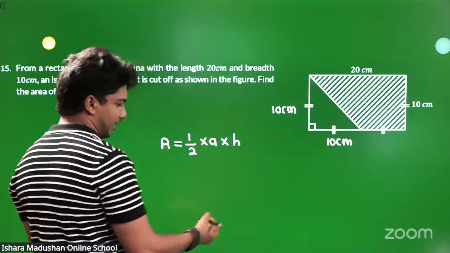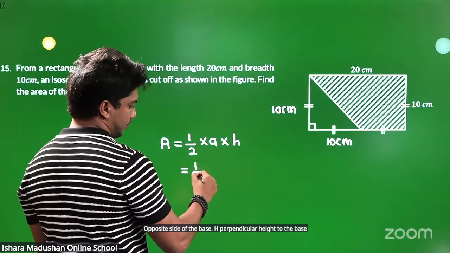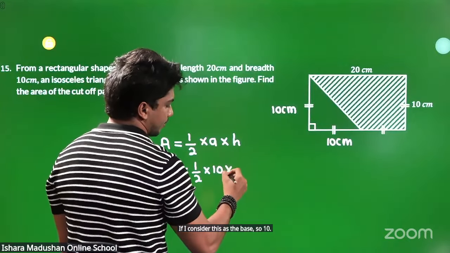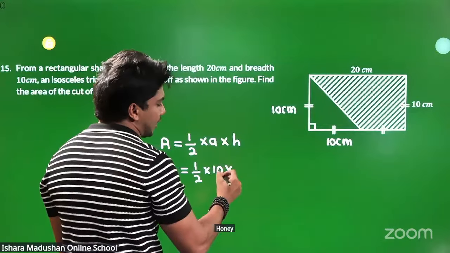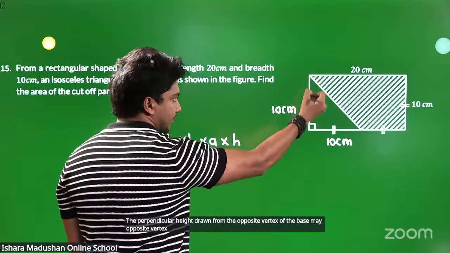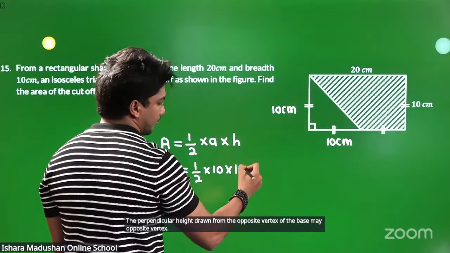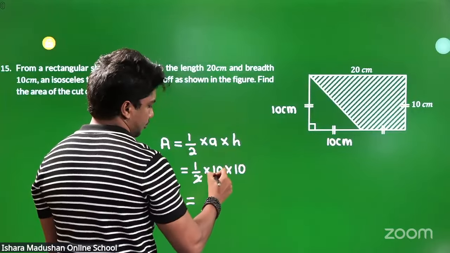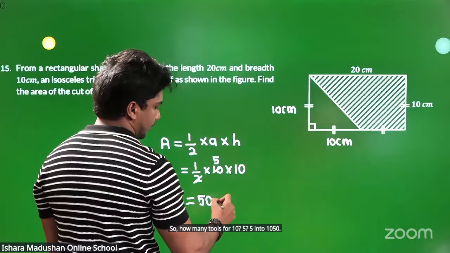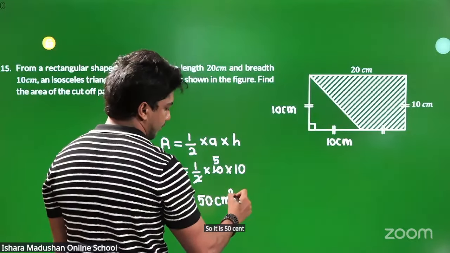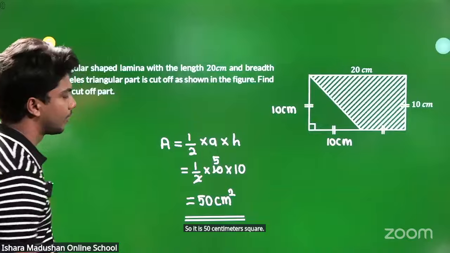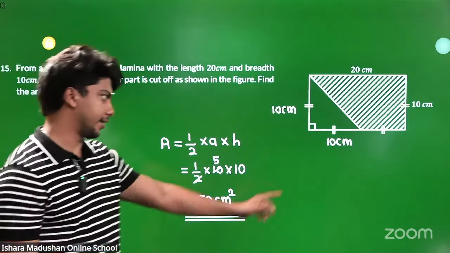H is the perpendicular height to the base. Now look, half into, if I consider this as the base, so 10. The perpendicular height is drawn from the opposite vertex of the base. This is its opposite vertex, so the perpendicular line from here is 10. So how many 2s for 10? 5. 5 into 10, 50. So it is 50 centimeters squared. All right. That is the area of this triangle.